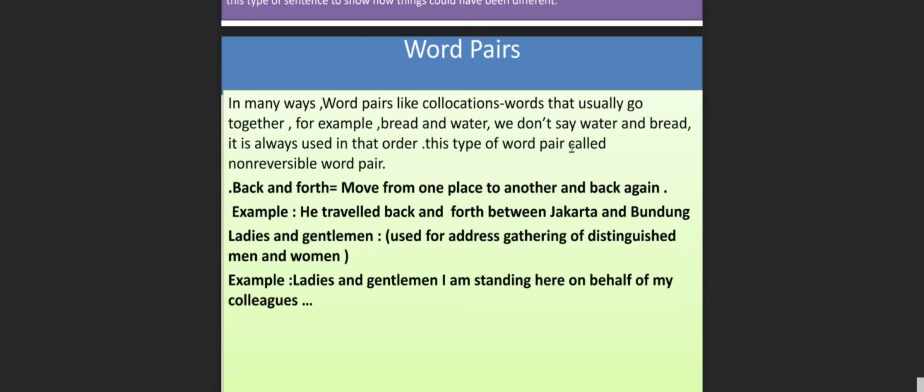This type of word pair called non-reversible word pair. Back and forth, move from one place to another and back again. Example, we traveled back and forth between Jakarta and Bandung. Ladies and gentlemen, used for address gathering of distinguished men and women. Example, ladies and gentlemen, I am standing here on behalf of my colleagues.